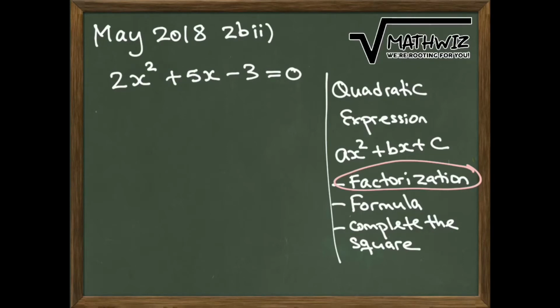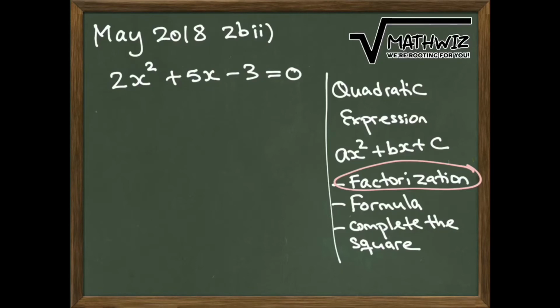But I'm just explaining to you why it is that they did not specify the method and why it is important to know all the methods, because if they do specify, then of course you would need to know how to do that. And in the second question that I'm going to do, they do specify to do it by factorization. All right, so we're just going to use this video to go through that.